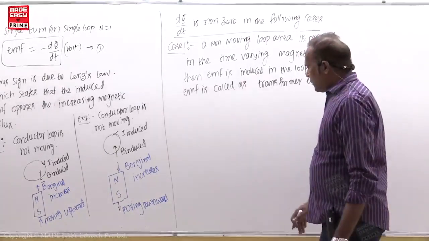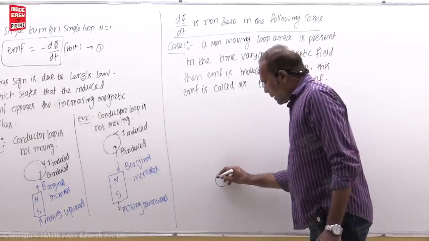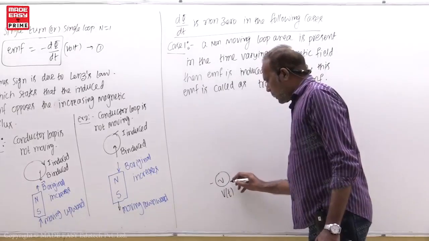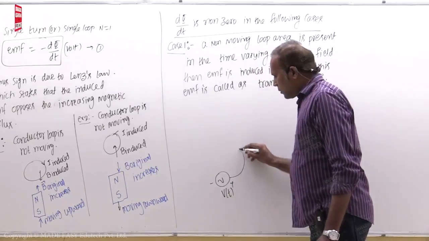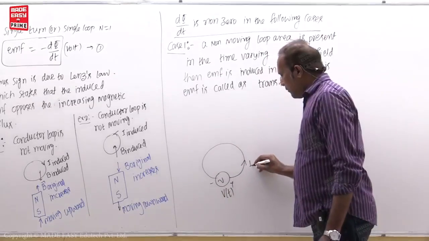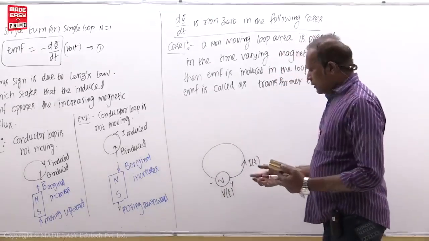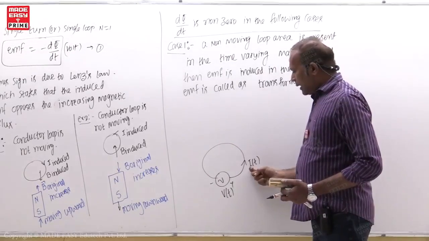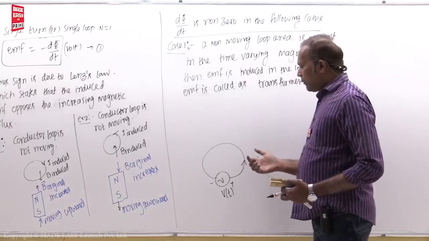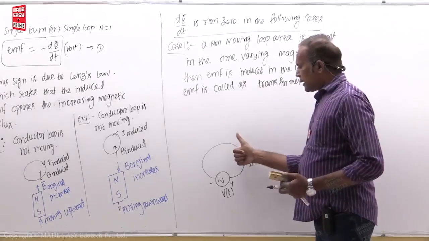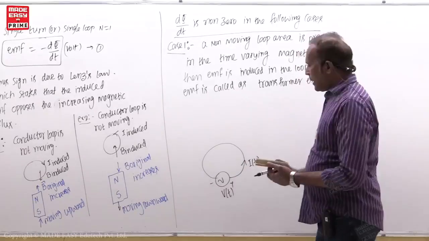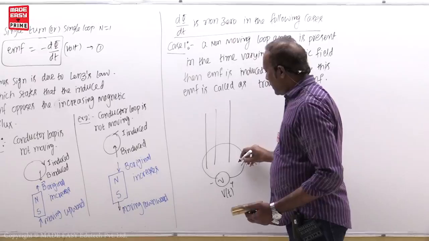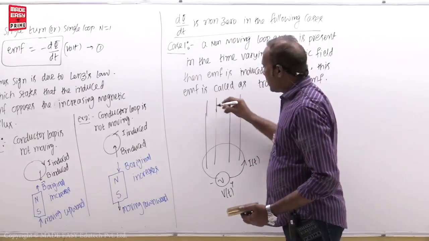I will take one example. Here let us say one time varying voltage source is there, V of t, like this. Then this is connected to one conductor like this. Then a time varying current is there, I of t. So that loop is like this, actually a conductor loop. Then this time varying current generates a time varying magnetic field. You put the curled finger in the current direction, then the time varying magnetic field is generated here in this direction, like this, like this, like this. Here the time varying magnetic field is generated.